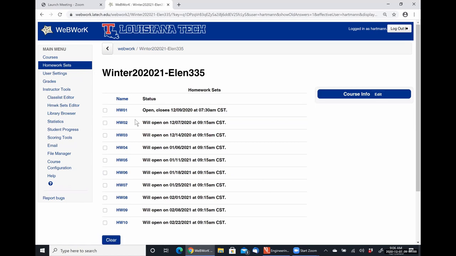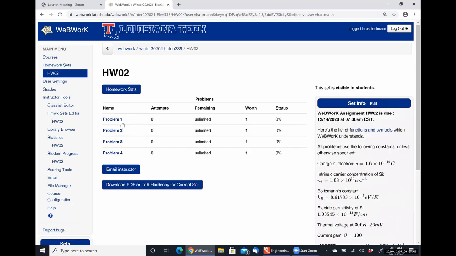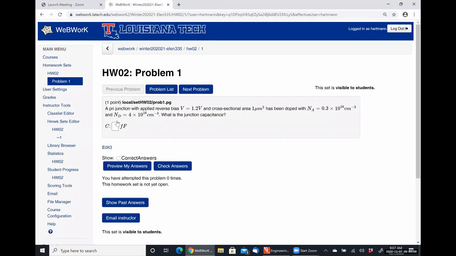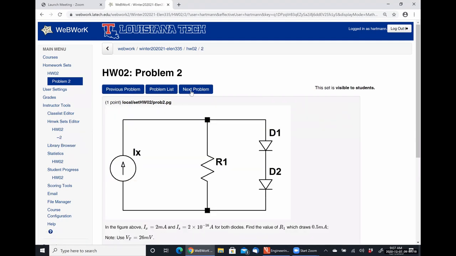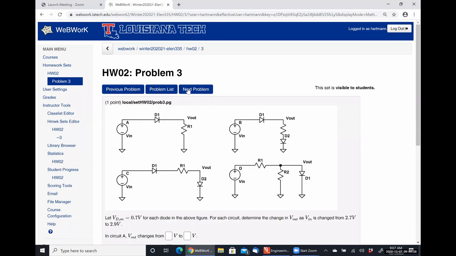Let's look at homework set two, because that says it's going to open today at 9:15. See if there's anything that we can do. A PN junction with applied reverse bias. So nope, we haven't got there yet. This is a circuit with diodes in it. Not there. All right, so finish up homework one. It looks like that's as far as we can go for right now. And then we'll finish up forward bias PN junctions and reverse bias PN junctions on Wednesday. And that should allow us to start working on the homework set again. All right, you guys have a great rest of your day.